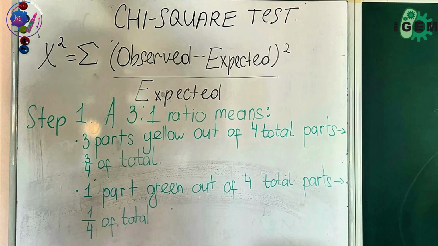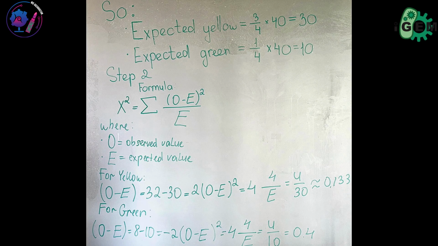Step 2. You need to calculate expected values. A 3-to-1 ratio means 3 parts yellow out of 4 total parts, which is three quarters of the total, and 1 part green out of 4 total parts, which is a quarter of the total. So, to find the expected yellow, we multiply three quarters by 40, which equals 30. And to find the expected green, we multiply a quarter by 40, which equals 10.